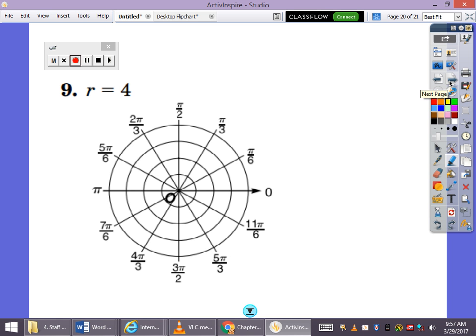What do I do for this one? What does that mean? Highlight a 4. 1, 2, 3, 4. And we're done.